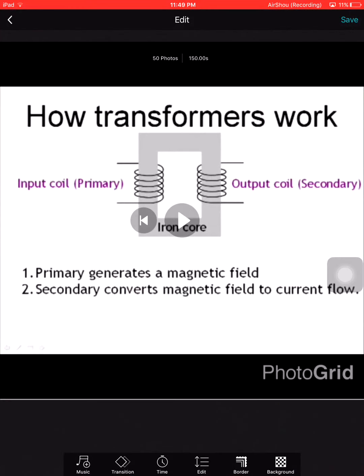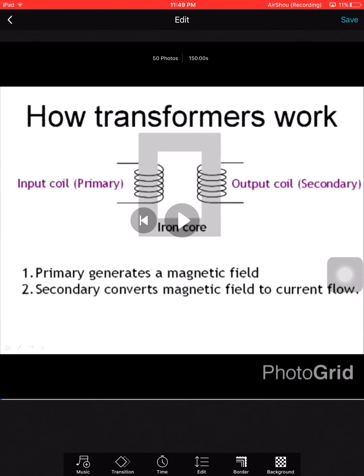Today I'm going to explain the principle of how the transformer works and its construction. A transformer is a device which transforms electrical power in one circuit into electrical power of the same frequency in another circuit. This works on the principle of mutual induction between two circuits linked by a common magnetic flux. This transformation of voltage is only possible with alternating current, but not with direct current.